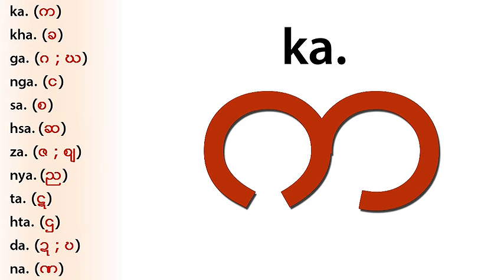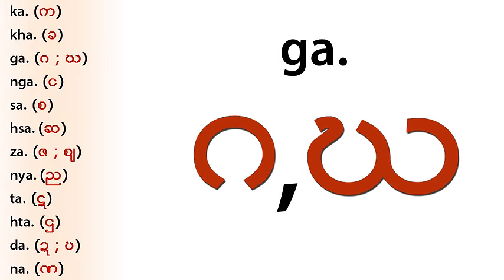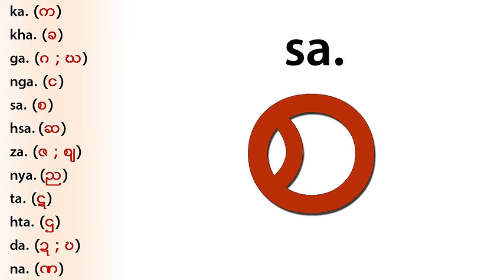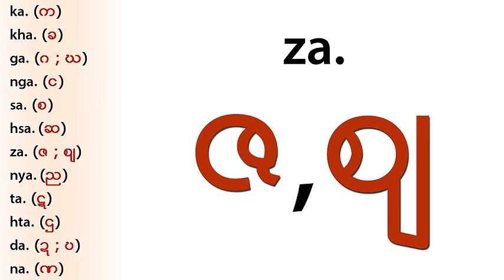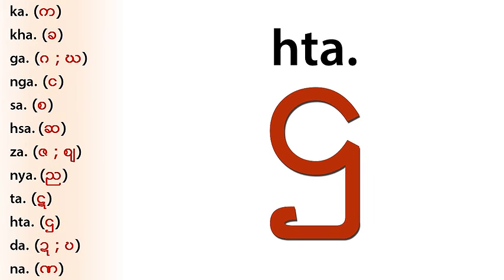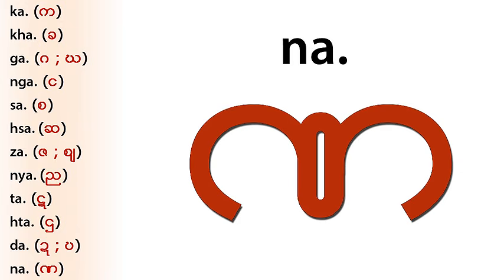Alright, that's all for this first lesson on the sound of consonants. Hope you could grasp some of the pronunciations already. Let me make a recap of the letters and sound that we have seen in the first part. Ga, ka, ga, nga, sa, sa, za, nya, da, ta, da, and the last one, na.